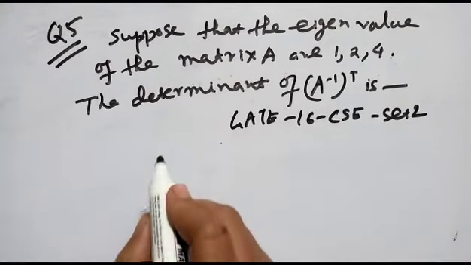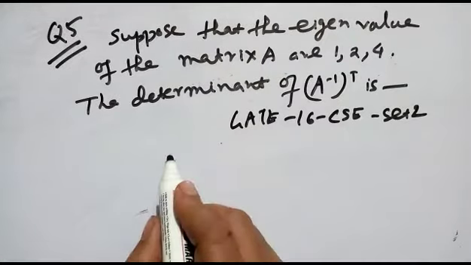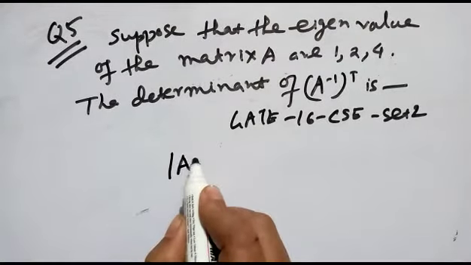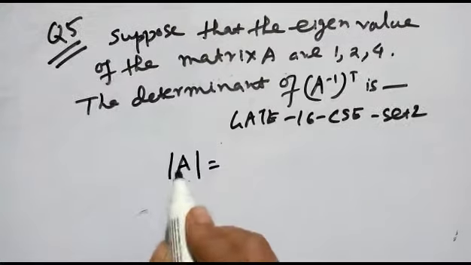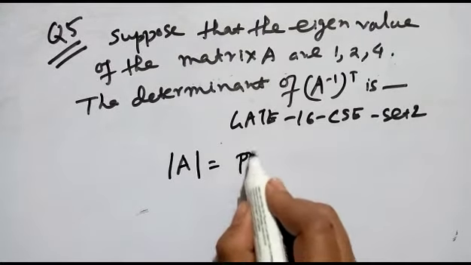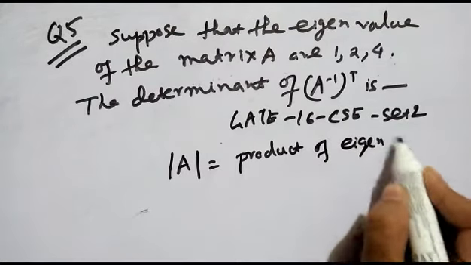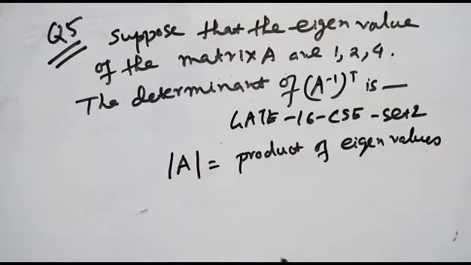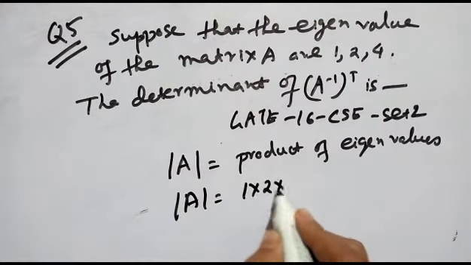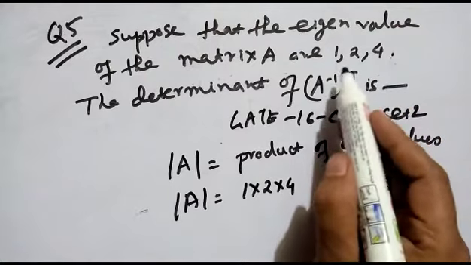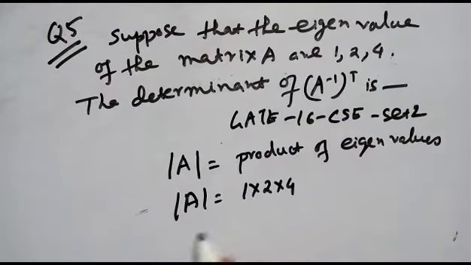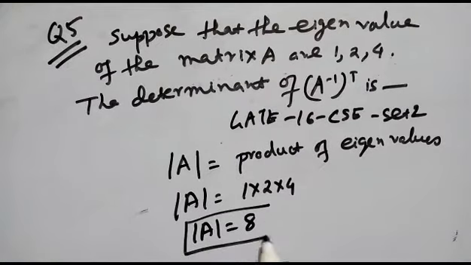Firstly, we know one property. The property of eigenvalues is that the determinant of the matrix, that means determinant of A, equals the product of the eigenvalues. So what is the determinant value? That means 1 into 2 into 4, because our given eigenvalues are 1, 2 and 4. So determinant of A equals 8.